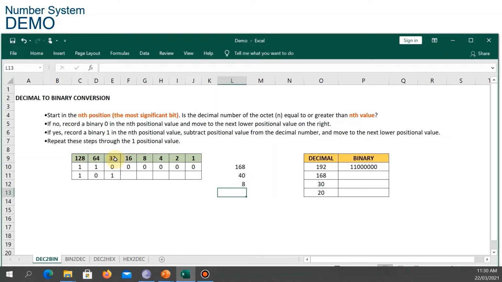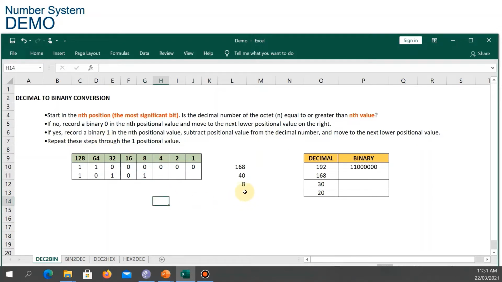All right, so we are now on the 16 positional value. Is 8 greater than or equal to 16? The answer is no, so therefore we need to place 0 here. Moving to the next, is 8 greater than or equal to 8? The answer is yes. If it is yes, we need to add a binary 1 here.